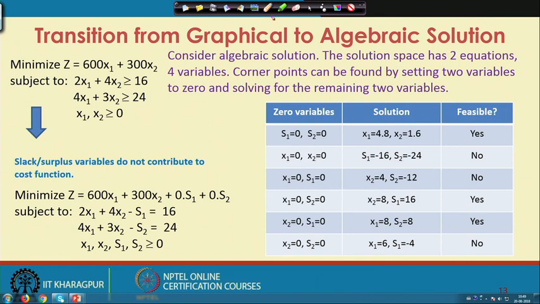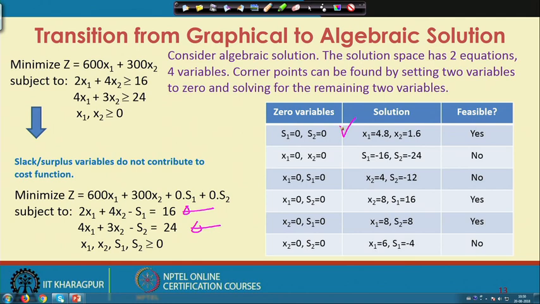the optimal solution algebraically, because in that case you will have 2 variables, 2 equations. So, you can completely solve. For example, if I set S1 equal to 0 and S2 equal to 0 in these 2 equations, I have 2x1 plus 4x2 equal to 16 and 4x1 plus 3x2 equal to 24. 2 equations, 2 variables, I can easily solve to get x1 equal to 4.8, x2 equal to 1.6.